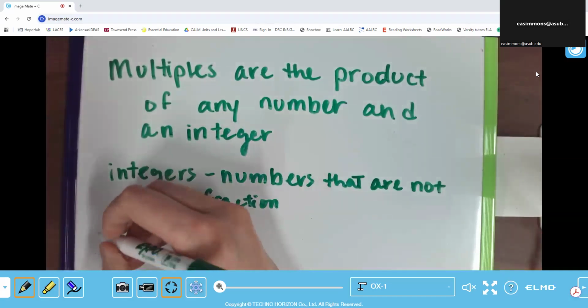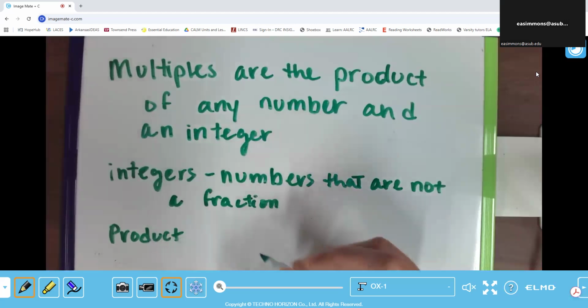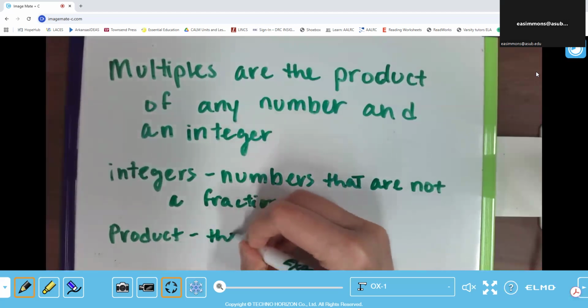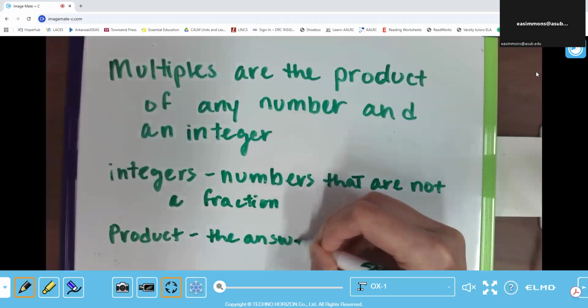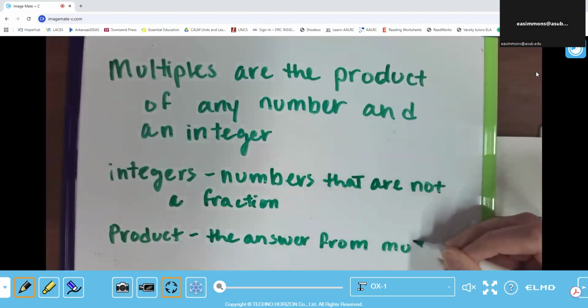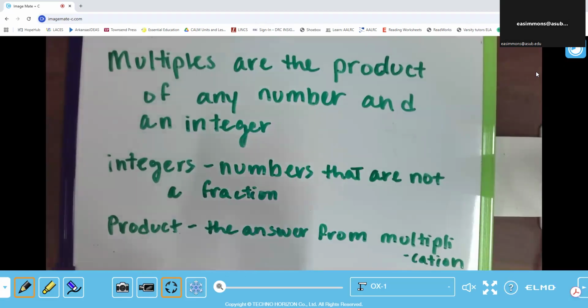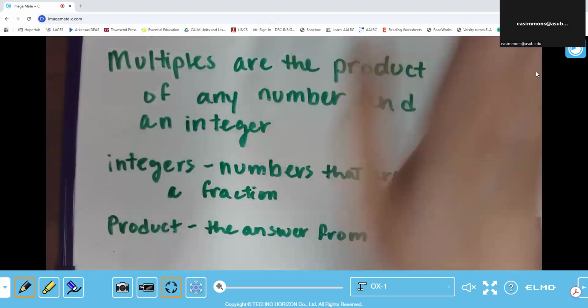And then when I say product, I'm talking about the answer from multiplication. So multiples are the product of any number and an integer. Integers are numbers that are not a fraction, and product means the answer from a multiplication problem.